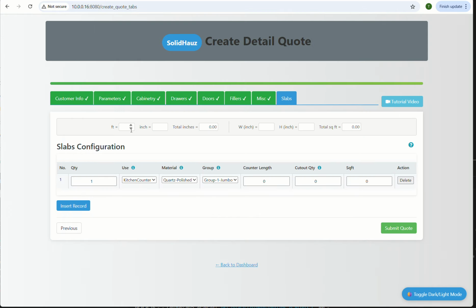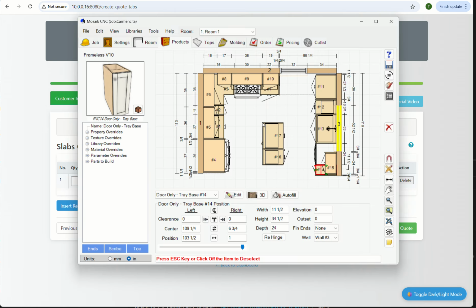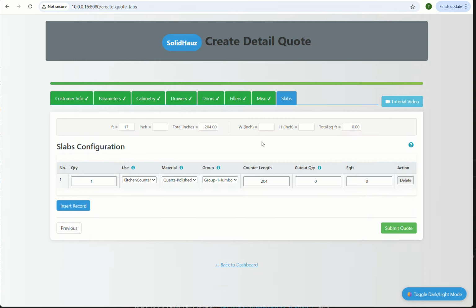So 17 feet is how much? I'll say it is 204 inches, so I'll enter 204. And then how much is the cutout? This one is about 2 feet, so this is 30 inches. This is 18 inches. So 2.5 plus 1.5, 4 feet. So 4 by 2, about 8. Sorry, so it is 52 by 28, I would say. So it is about 10 feet, so I will enter 10 feet. Here, for the cutout, I just need one cutout for the sink. So that's how I'm going to decide how much square foot it is going to be.